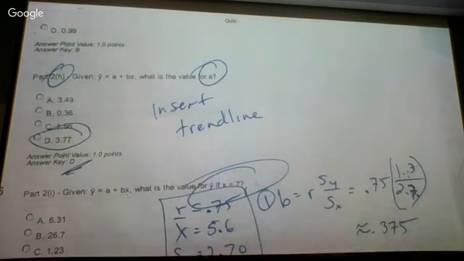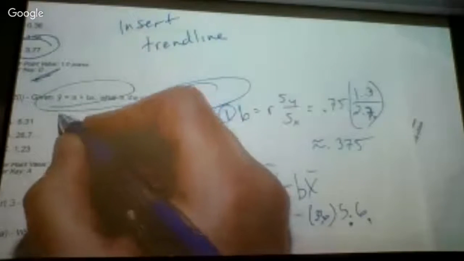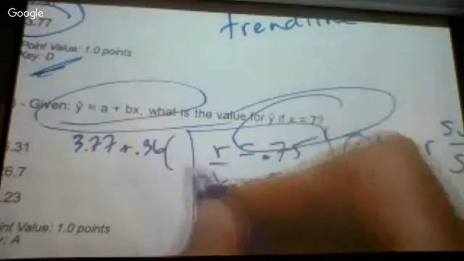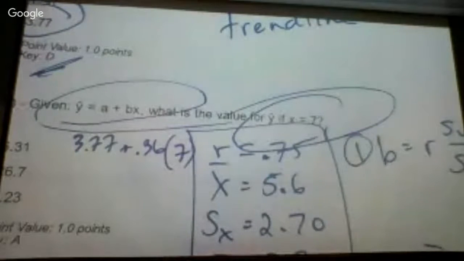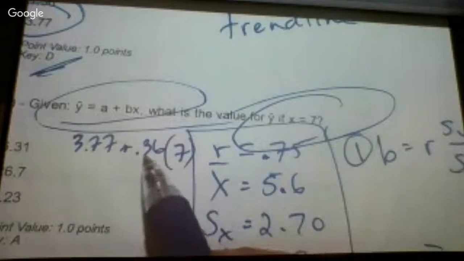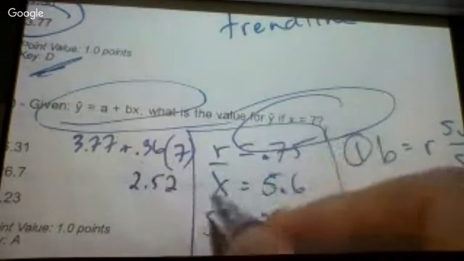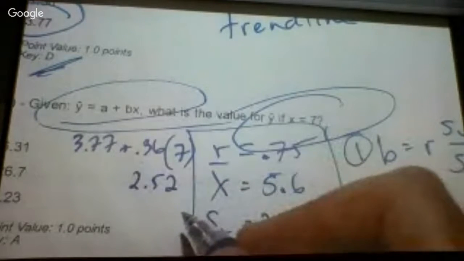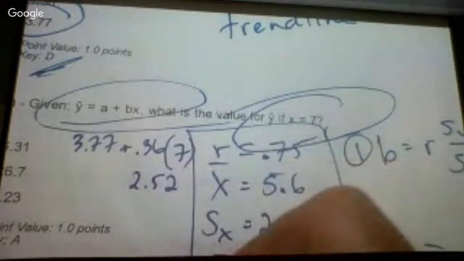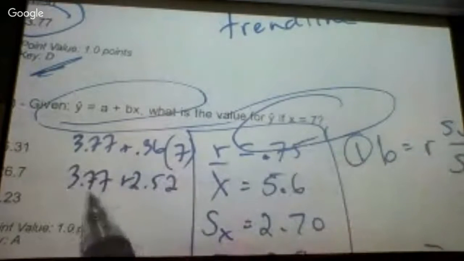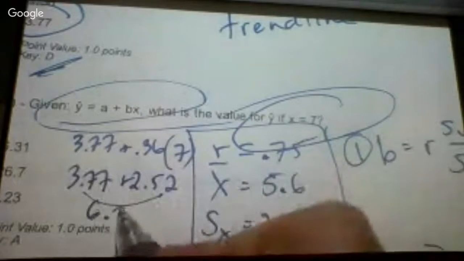And now for this last problem, I know that A is 3.77, B is 0.36, and the input for X is 7. That gets me something like 2.1 and 0.42 or 2.52. Add those numbers and you get something around 6.3.